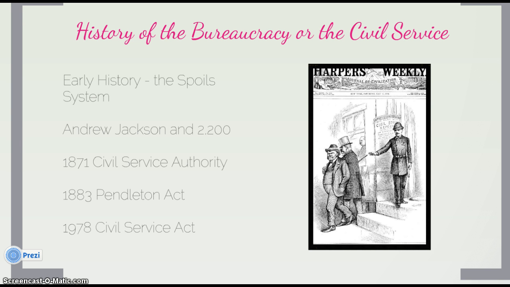The Civil Service Act was again reformed in 1978 with the Civil Service Act that created the Office of Personnel Management. And the Office of Personnel Management is the office that conducts the competitive examinations and runs the civil service for 2.8 million federal workers.